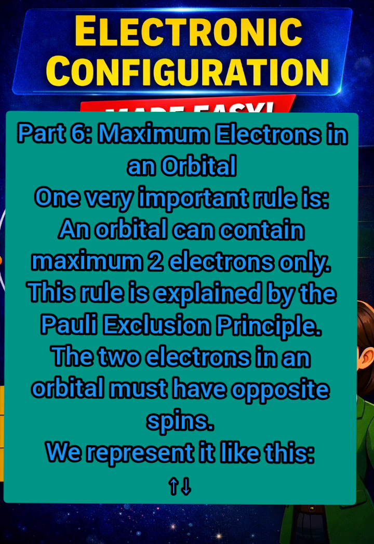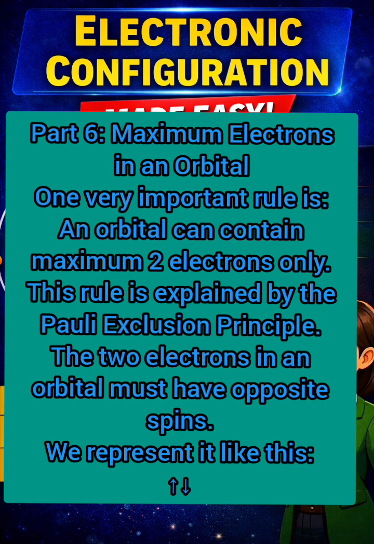Part 6, maximum electrons in an orbital. One very important rule is that an orbital can contain a maximum of 2 electrons only. This rule is explained by the Pauli exclusion principle. The 2 electrons in an orbital must have opposite spins. We represent it like this.